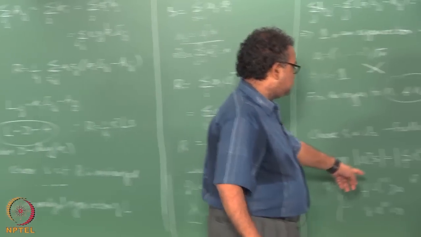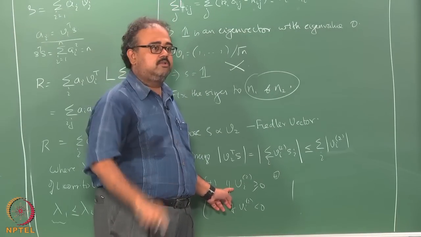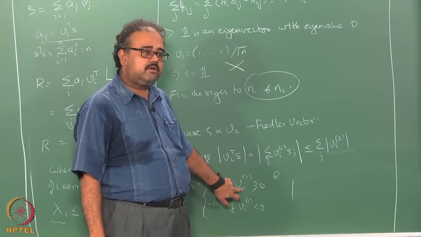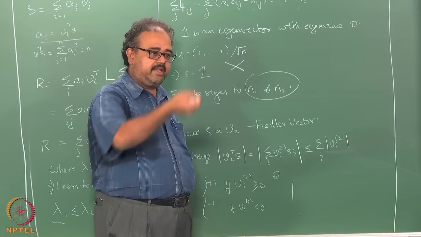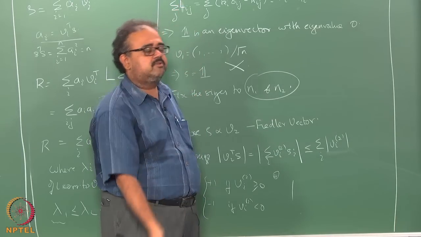So this Vi2 is there, so I will order it from the most positive Vi2 to the most negative. So what is Vi2? The ith component of the second eigenvector. So I will take that component-wise and sort it so that the most positive is at the top and the most negative is at the bottom.